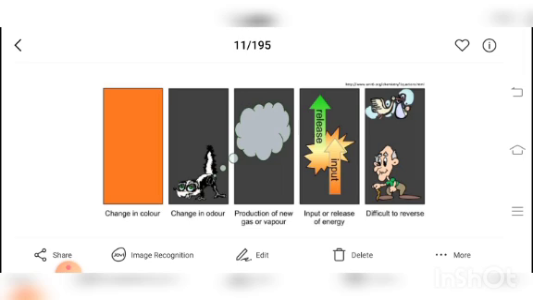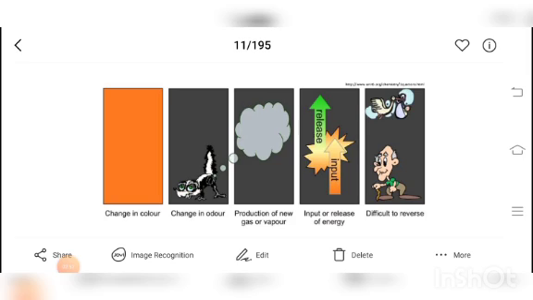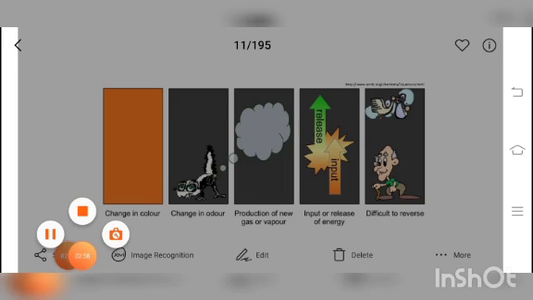Finally, there is one more point which you have to remember. Generally, chemical reactions are difficult to reverse. Like you might have studied in 7th standard, physical changes and chemical changes. Physical changes are usually reversible. Chemical changes are generally non-reversible or irreversible.